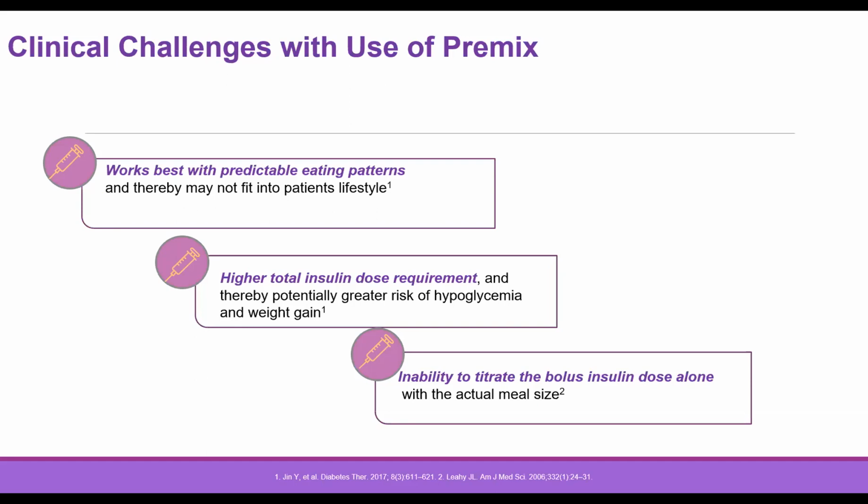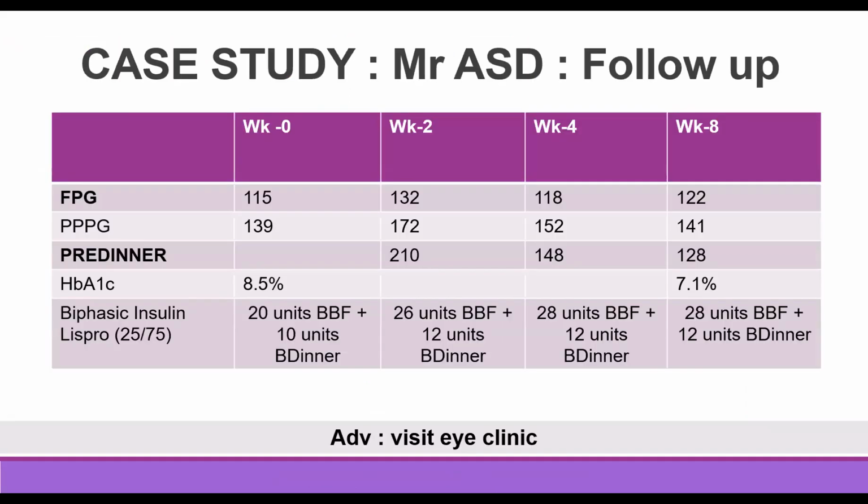Higher total insulin dose requirement and thereby potentially greater risk of hypoglycemia and weight gain, that is an important disadvantage of the premixed insulin. And inability to titrate the bolus insulin dose alone with the actual meal size is another important limitation, because it is premixed insulin. So if we're increasing the dose of insulin, both the mealtime insulin and the basal insulin component will increase proportionately, and therefore we cannot increase the dose of only basal insulin or only prandial insulin because they are premixed.